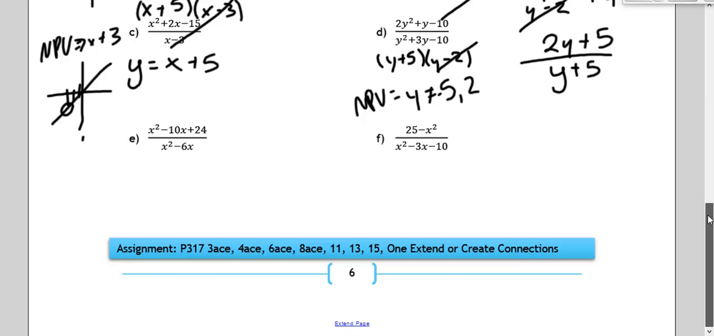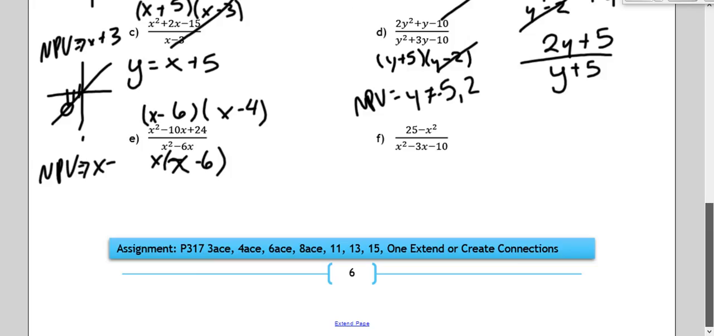Next one. We factor here on the top. We are left with x minus 6, x minus 4. Factor the bottom, x, and this is x minus 6. So then my NPV is such that x cannot equal 0 and x cannot equal 6. These cross, x minus 4 over x.